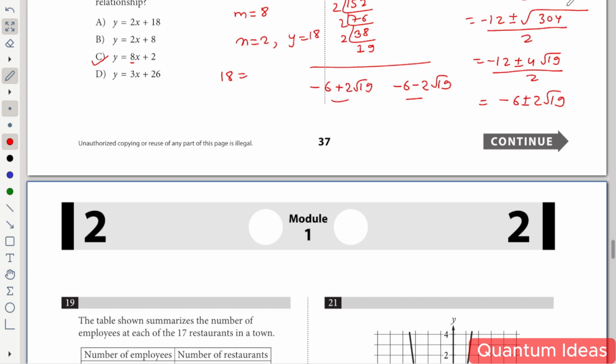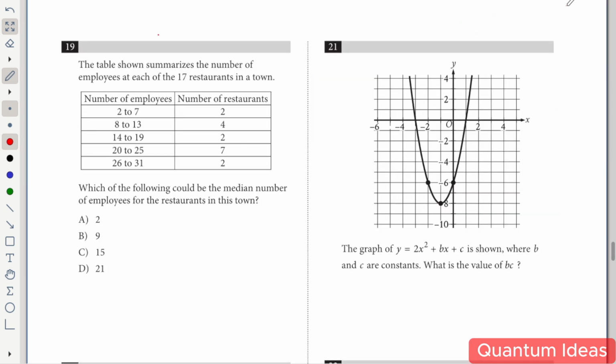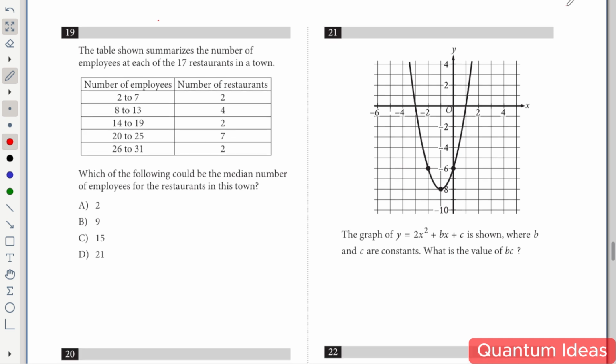So let's move to number 19. Okay, let's see, there is a table, I think it's from statistics. The table shown summarizes the number of employees at each of the 17 restaurants in a town. So number of employees and number of restaurants. Which of the following could be the median number of employees? We have to find the median number of employees for the restaurants in the town.